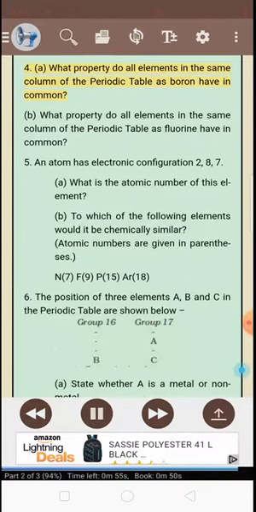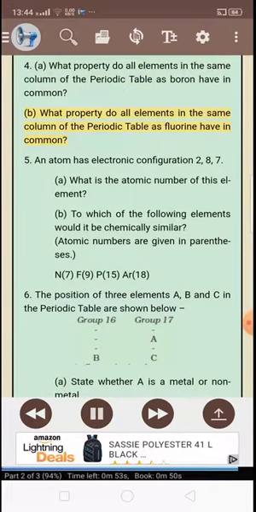4. A. What property do all elements in the same column of the periodic table as boron have in common? B. What property do all elements in the same column of the periodic table as fluorine have in common? 5. An atom has electronic configuration 2, 8, 7. A. What is the atomic number of this element? B. To which of the following elements would it be chemically similar? Atomic numbers are given in parentheses. N (7), F (9), P (15), Ar (18).